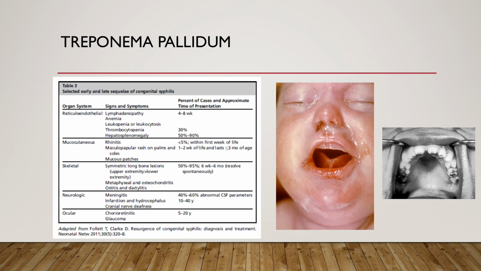Skeletal manifestations of congenital syphilis are also very common. Symmetric long bone lesions can be seen. Something called saber shins is a buzzword for syphilis. You can also see other bone abnormalities such as a saddle nose and dactylitis. Neurological manifestations can include meningitis, cranial nerve deafness, and there are also ocular manifestations, chorioretinitis, and glaucoma. The second image on your right represents Hutchinson teeth, which are very characteristic of syphilis.